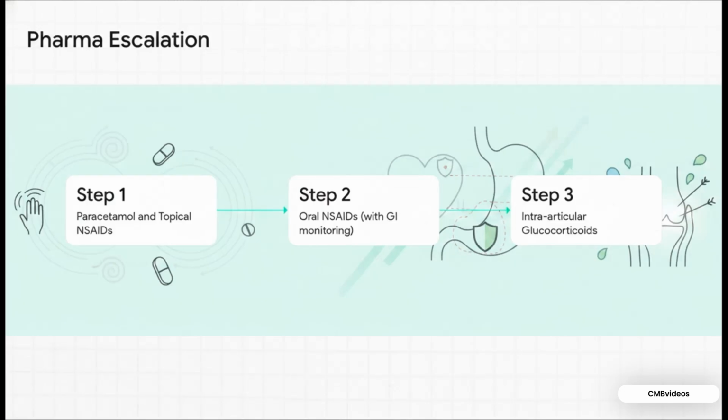And simple biomechanical adjustments work wonders. Think thick-soled shoes or using a walking stick. And remember, you hold that walking stick on the side opposite to the painful joint to properly unload it as you walk. When physical therapy isn't quite enough, management escalates stepwise.